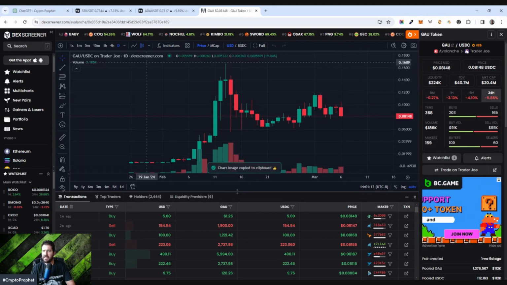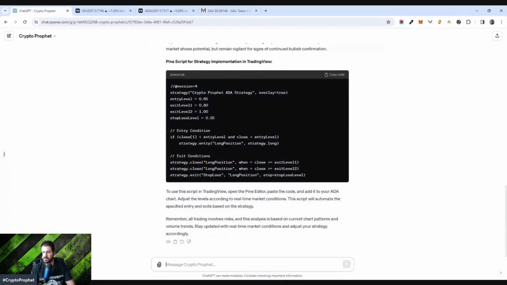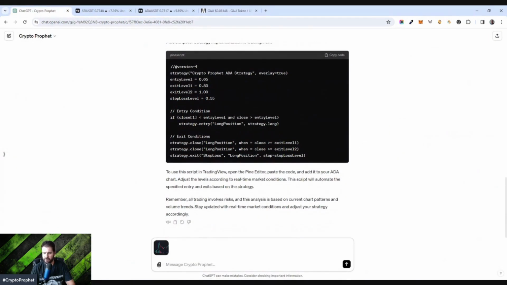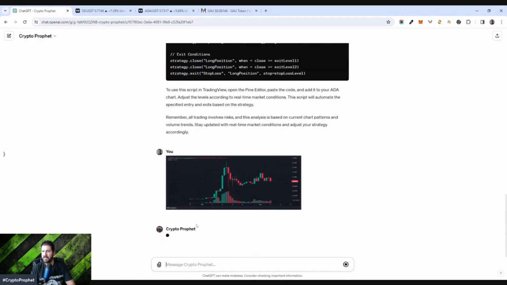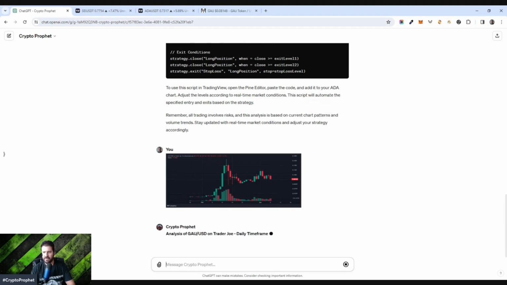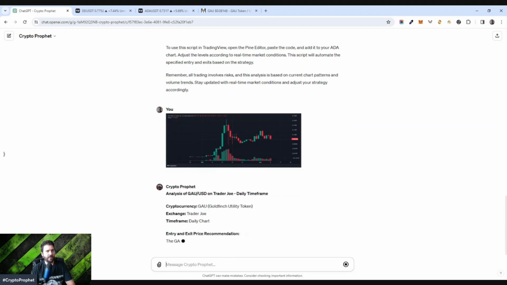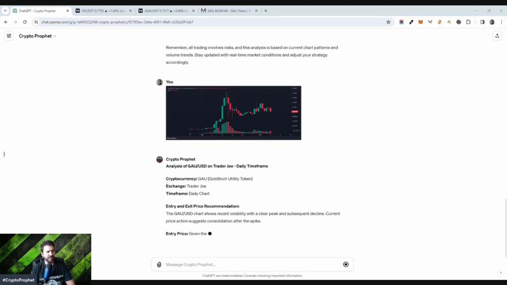I'm going to copy this image on the daily chart. I'm going to go back to Crypto Profit. I'm going to paste that chart. I'm going to click enter, and I'm going to let it do its magic. All right. So let's just wait a minute while it's calculating. It's starting to pull up the information, which is awesome. And let's see how this ends up playing out.